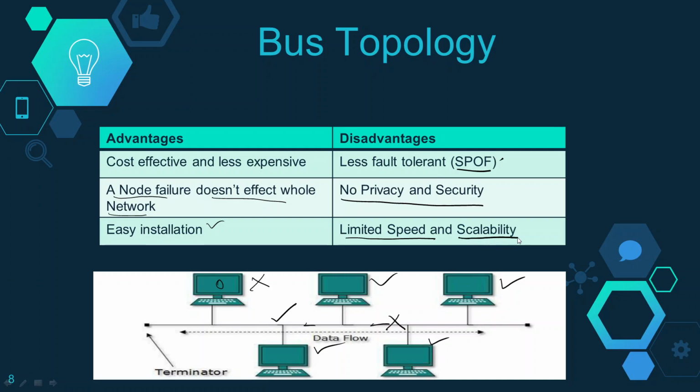And scalability is also less. What does this mean? This means that we can only attach limited computers to this cable. If we want to attach more and more computers, then this cable will become a bottleneck and its speed will become very slow, and there will be a lot of collisions and many other problems. So we cannot scale this network to more computers than a limited number.